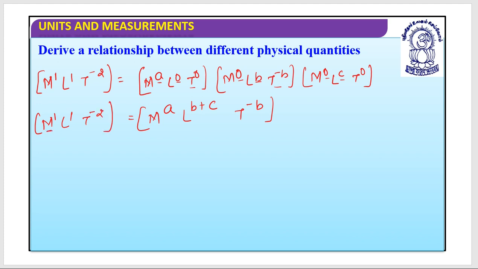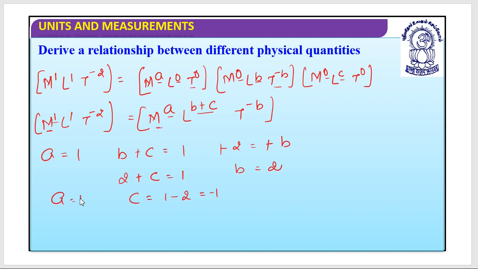So I can compare the components, I can compare the powers, the exponents of the same physical quantities. Here it is a, here it is 1, so a is equal to 1. Here b plus c should be equal to 1, and minus b is equal to minus 2. Thus b is equal to 2. If I put the value of b here, 2 plus c is equal to 1, so c becomes 1 minus 2, which is minus 1, and a is equal to 1.